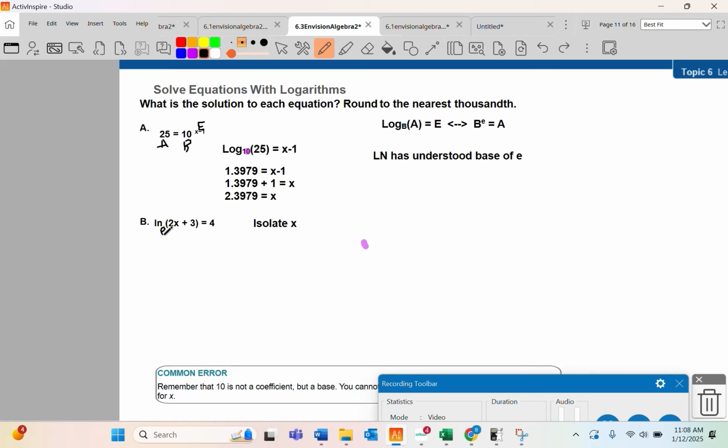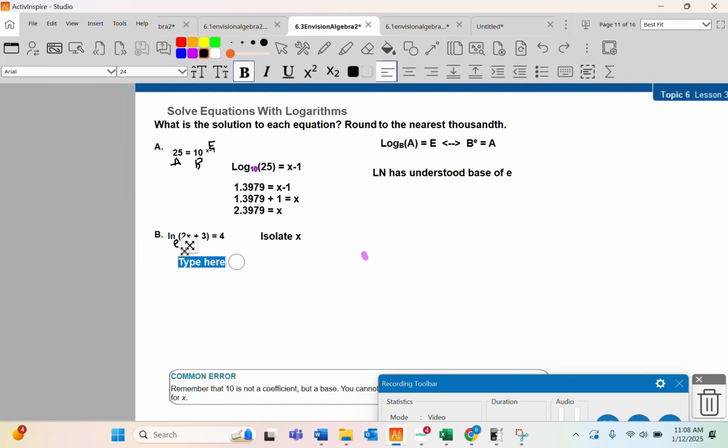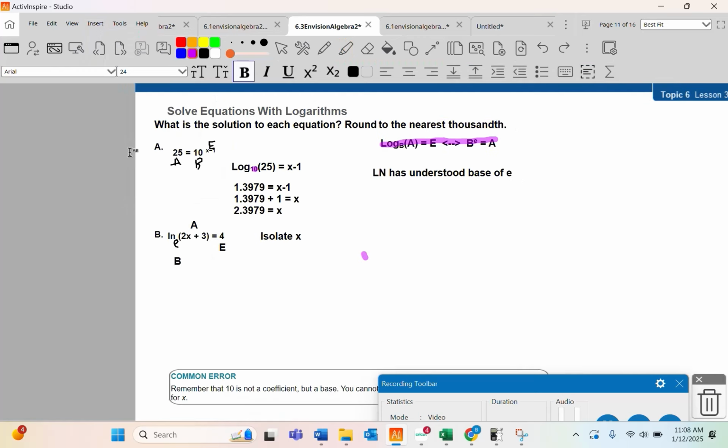All right? Then I'm going to go through and label my parts. That little e is a subscript. It happens to be a base. Bases are low. This would be my argument, and this is my exponent. It seems weird when it's written in logarithmic form, but look up here. This is the most important thing about today's lesson. So now that I've identified all the pieces, I can rewrite it. It's going to be e to the fourth, base is e, exponent is 4, equals 2x plus 3.